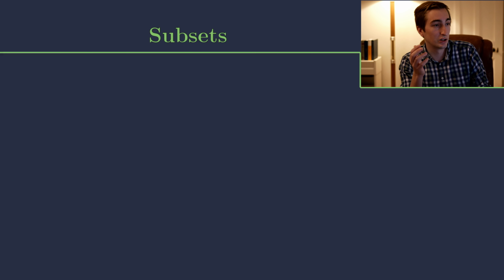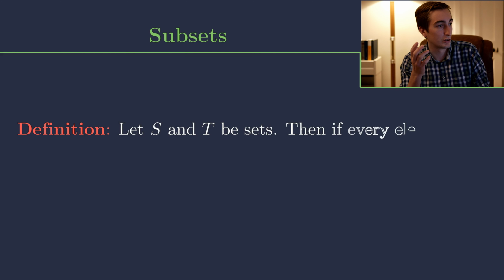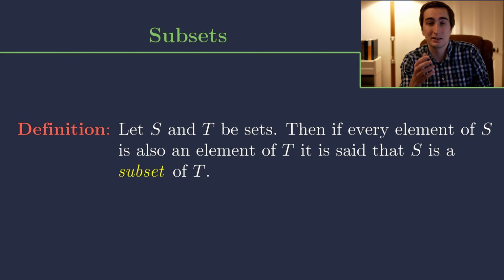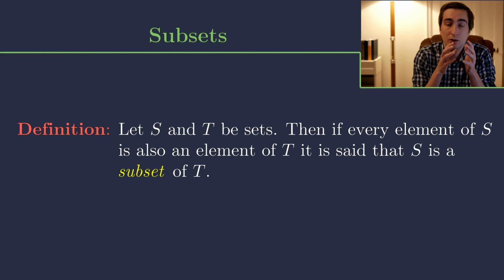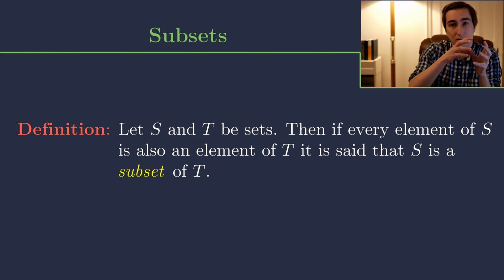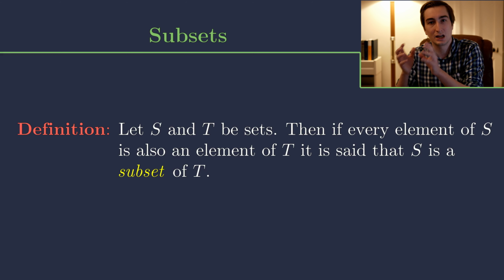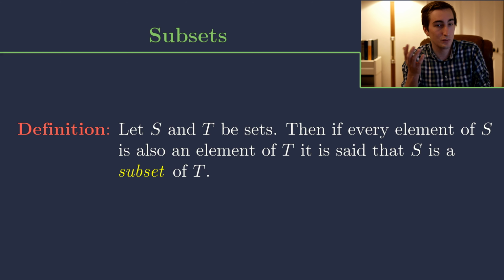Our first definition is going to be that of a subset. We're going to take two sets and call them S and T. Now, if every element of S is also an element of T, then we say that S is a subset of T. So how will we check that? We look at all the elements of S and we check that all those elements are also in T, and then we would say S is a subset of T, as you might expect.